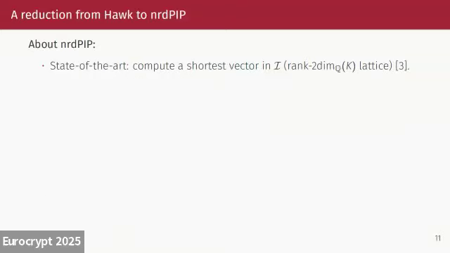What about the problem we reduced to? So actually, the state of the art is due to Kirchner and Voigt. And so basically, you can solve the problem by computing a shortest vector in the ideal, which can be seen as a lattice of rank 2 times the dimension of K.